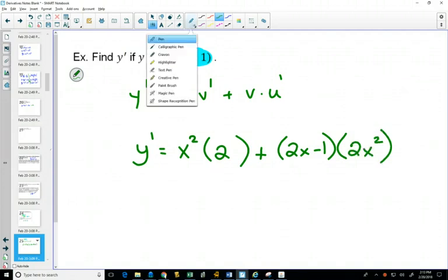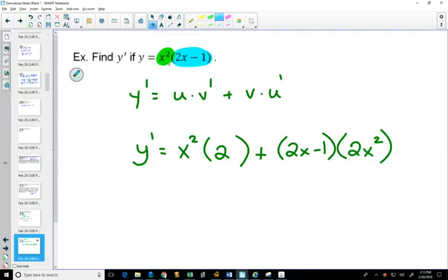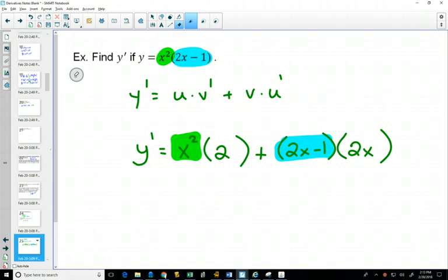2x squared. Pulling out our highlighter again just to see where things... Those are the ones that stayed the same. It's just 2x. Perfect. Now that is using our product rule.